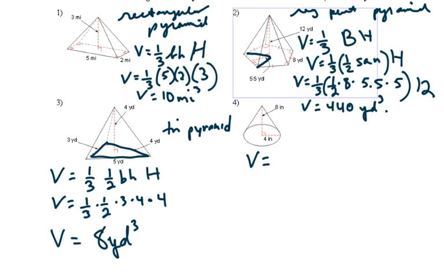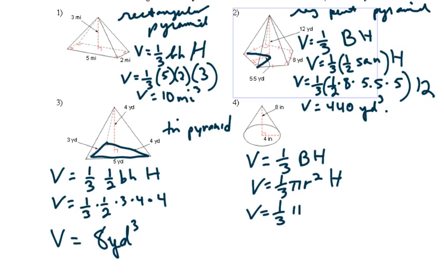And then the last one here, this cone. So volume equals, well, 1/3 big B, big H, but big B is pi r squared. R is 4, height is 8. Just typing it in the calculator, and you will get 134.04 cubic inches. Very good.